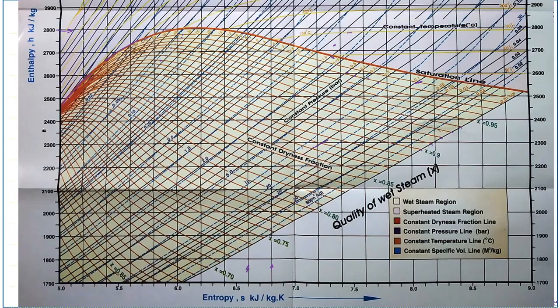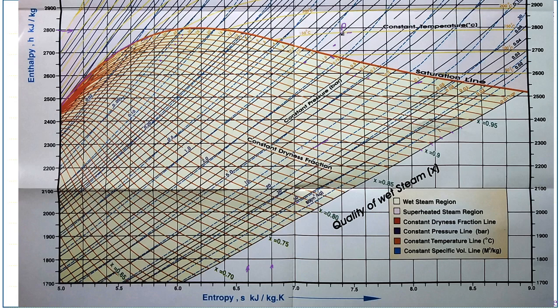Coming back to the Mollier chart, the pressure is 1.5 bar. Here we can find the pressure lines: 0.1 bar, 0.2 bar, 0.3 bar, 0.4, 0.5, 0.75, 1 bar and 1.5 bar. This line represents 1.5 bar pressure, and as we move along this line, it crosses the 150 degrees Celsius temperature. So this is point P, which has a pressure of 1.5 bar and a superheated steam temperature of 150 degrees Celsius.